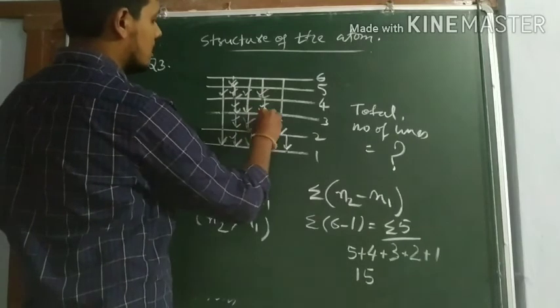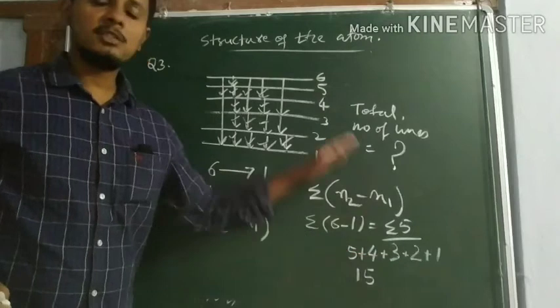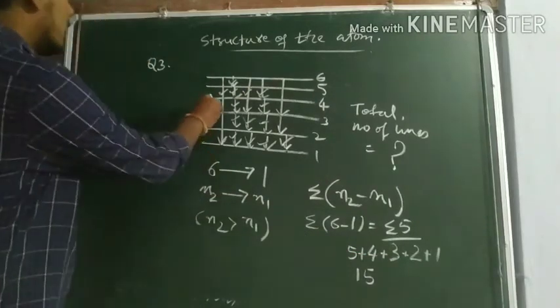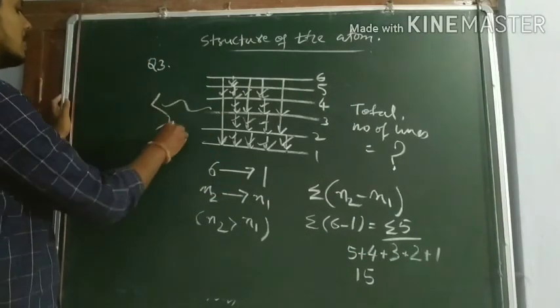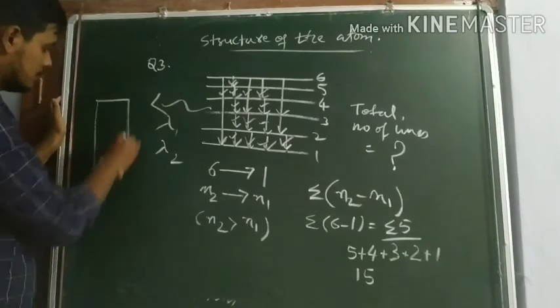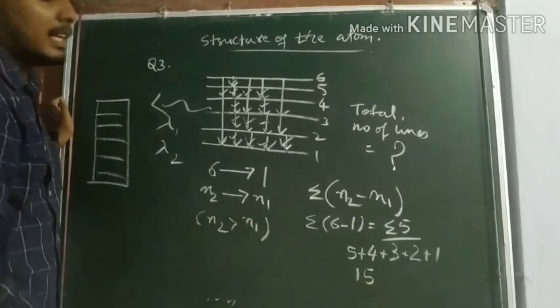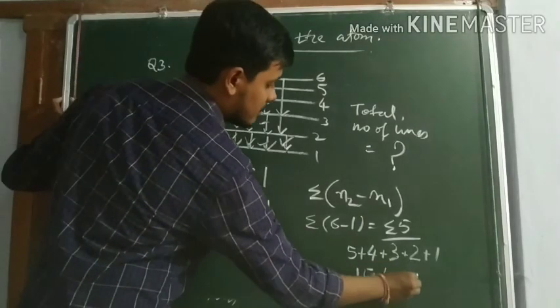So 15 lines. The wavelengths emitted would be lambda 1, lambda 2, and so on. If I place a photographic plate like this, I will get 15 lines. So 15 lines will be obtained in this case.